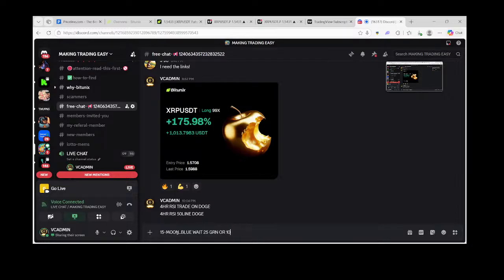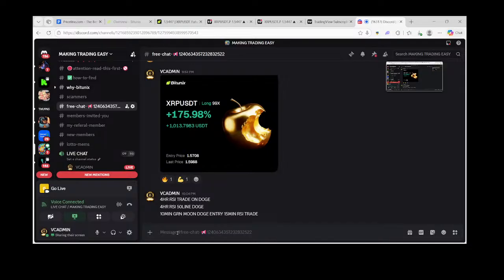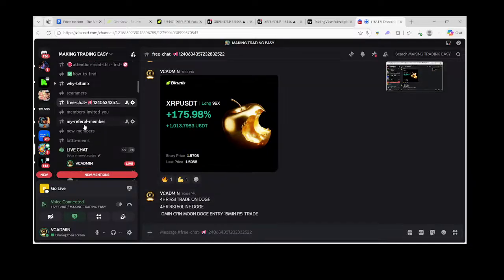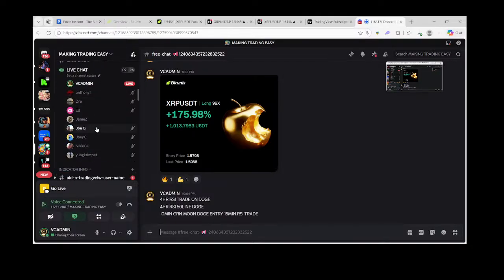Or if you want to jump, you can test it. You can do 10, whatever you decide to do. 10-minute green moon, right? The only difference is that when all that happens and you actually enter a trade, you would put it like this: 10-minute green moon Doge entry. And just so everyone knows, we're doing a 15-minute RSI trade, and boom. Now everyone knows that you've just entered that trade and you're playing that particular trade, right?